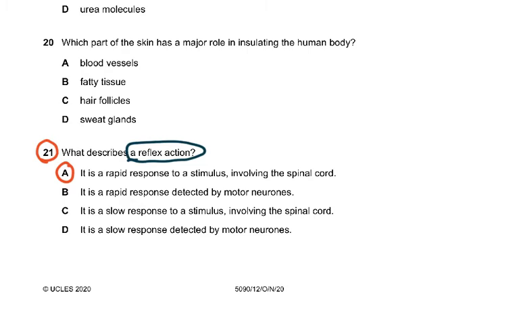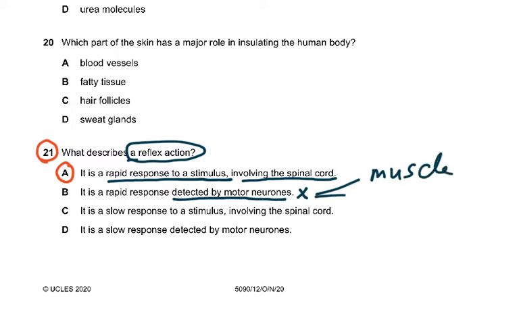Now, of course, the answer is it is a rapid response to a stimulus involving the spinal cord, but I want to tell you why B is wrong. It is a rapid response detected by motor neurons. Sorry, motor neurons go to muscles and glands, and these are effectors. So motor neurons, M motor, M muscle. So they go to muscles and glands and they are effectors. They don't detect anything.